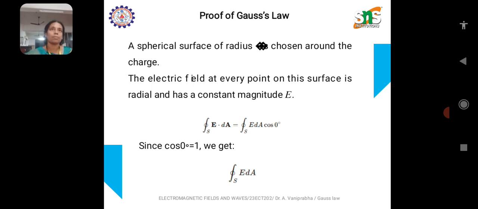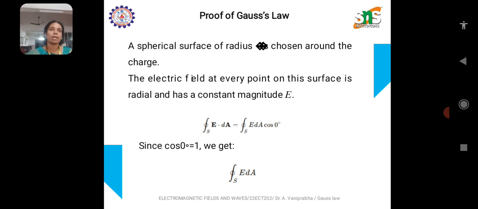Let us consider a point charge Q placed at the origin. The electric field at a distance r from the charge is given by Coulomb's law. E is equal to 1 by 4 pi epsilon naught r squared into Q. So now considering a spherical surface of radius r, which is chosen around the charge, the electric field at every point on this surface is radial and has a constant magnitude E.